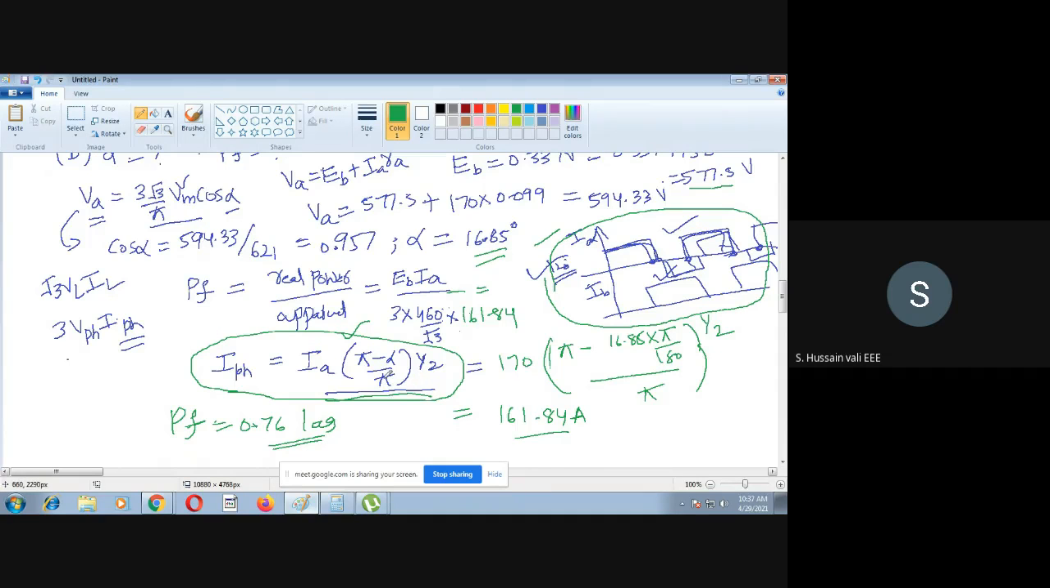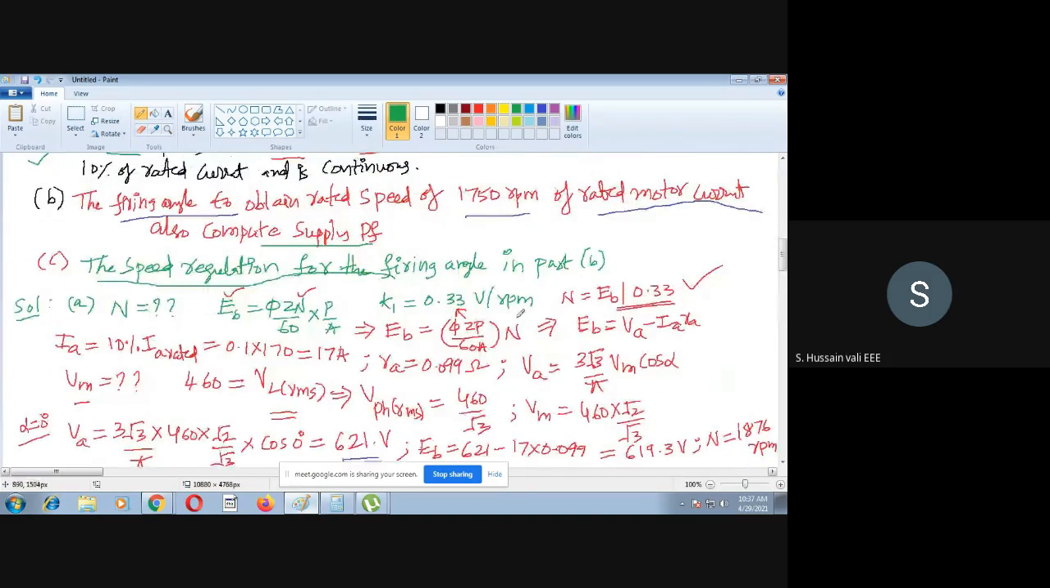This kind of analysis we have done in the case of single phase. In the single phase also we got pulses like this. There we got directly IA, but here it is not IA, it is IA into pi minus alpha by pi over square root. So I just go through this, then we'll see whether it is correct or not. I'm sure it is correct.